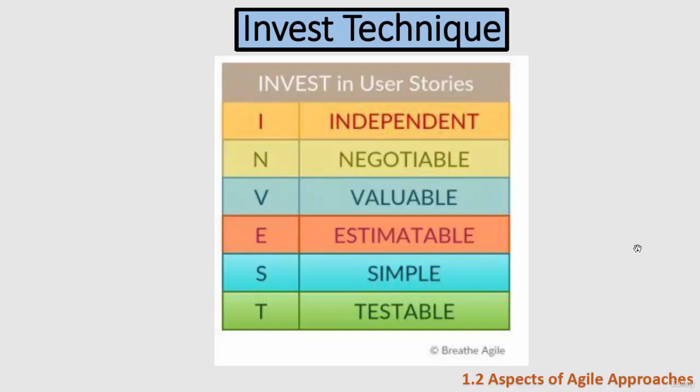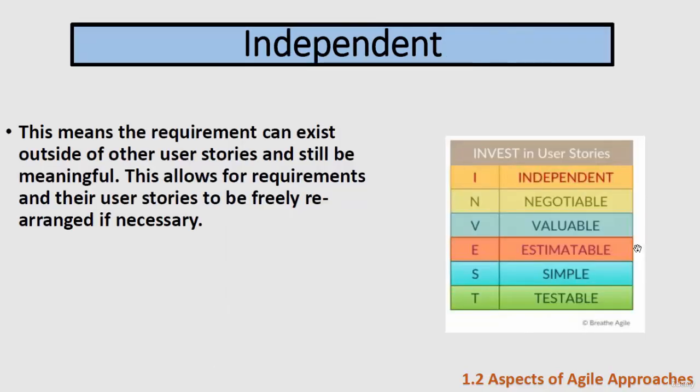Now let's talk about a technique that the tester uses to test the user story that is written. This technique is called the INVEST technique. INVEST: the I for independent, the N for negotiable, the V for valuable, E for estimatable, S for simple, and T for testable. So these are six aspects that need to be covered in our user story.